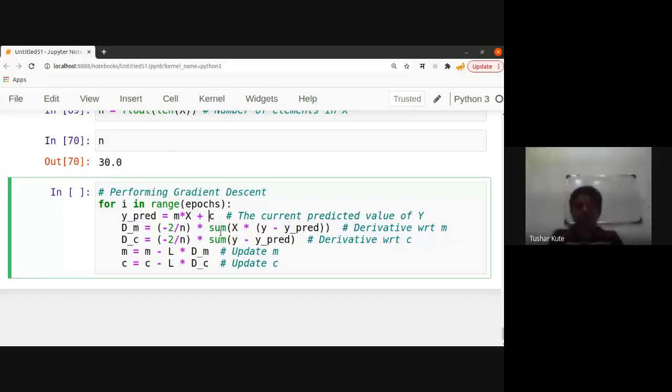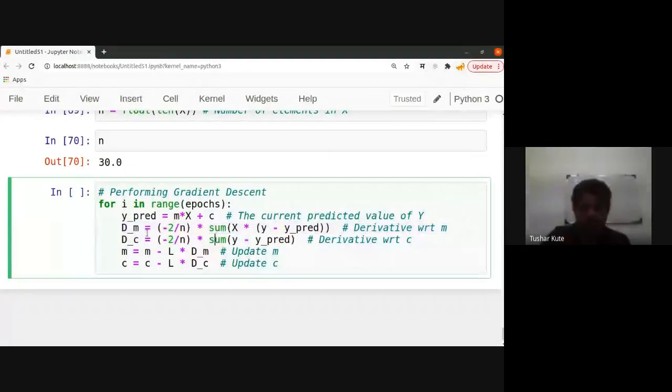Now, we'll calculate the dm value. Derivative with respect to m, whose formula I mentioned there: minus 2 divided by n into the sum of x into (y minus predicted y). That's the partial derivative with respect to m. Correct. After that, we'll use this data.